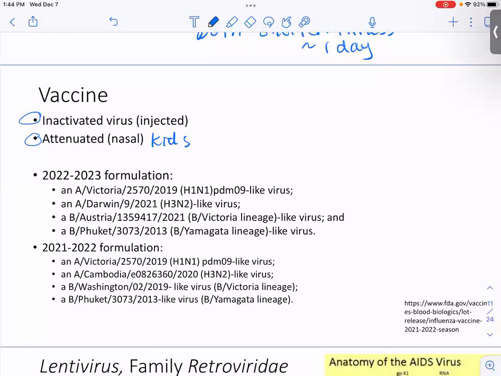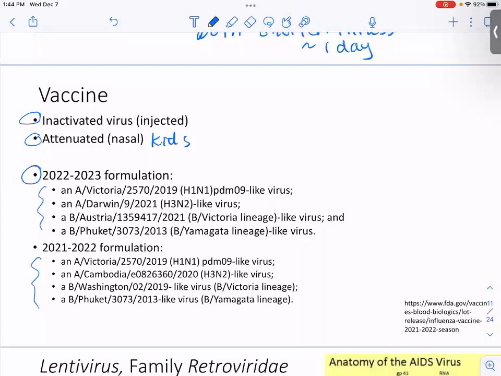And unfortunately, we have to get it every year because strains of flu that are circulating change from year to year. So we change that formulation. It's usually a quadrivalent, 4 different strains that they include in the flu. And don't memorize that. I just put that up to show you how it's a little bit different than last year's formulation.